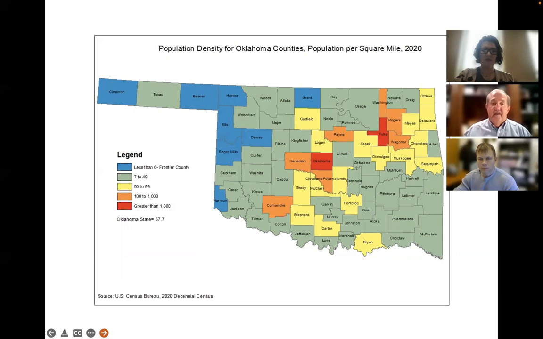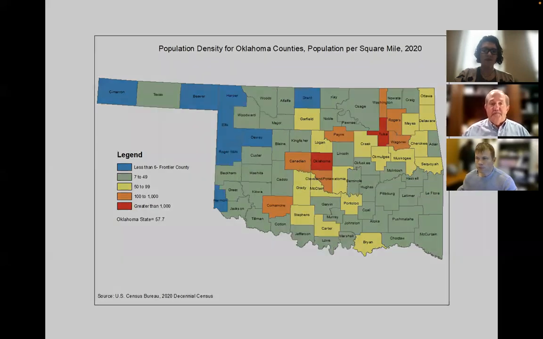So technically they're defined as a frontier county. The two red counties, Oklahoma County and Tulsa County, have population density at greater than 1,000 per square mile. So quite a big difference there. Big takeaway here: if you're in a county with low population density, the cost per person to provide services, water, electricity, education, and certainly broadband is extremely high because there's fewer people to spread that cost across. And so that can be a real challenge for developing rural Oklahoma.